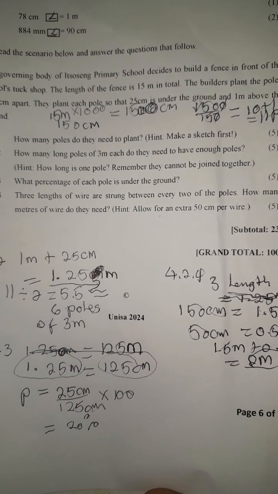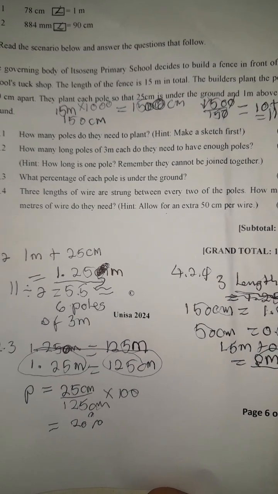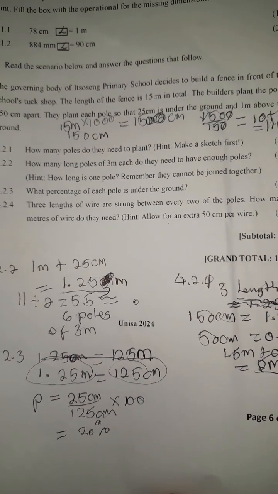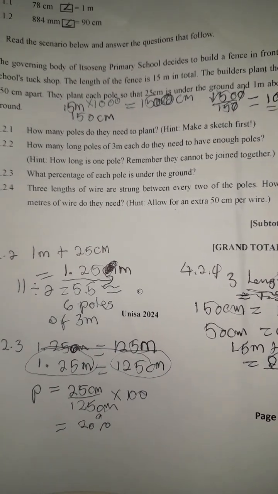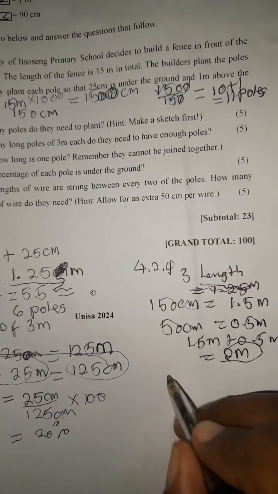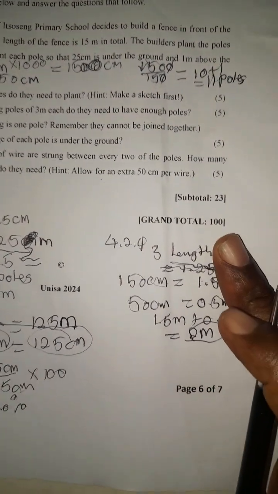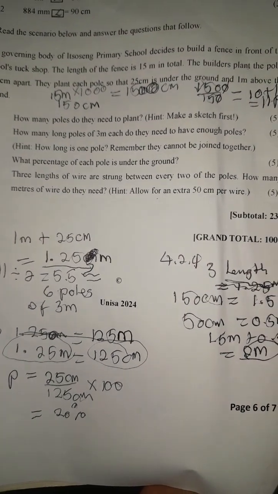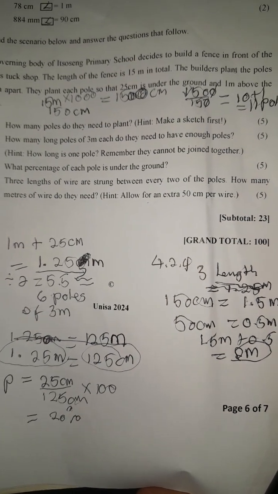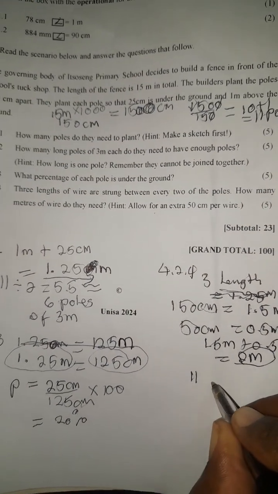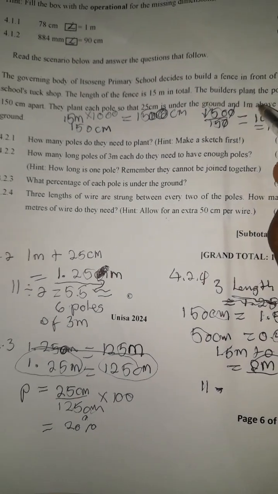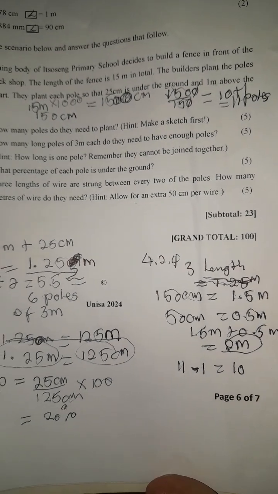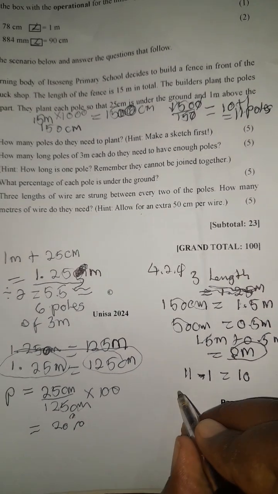So the total wire, since there are 3 wires per section, you may recall from the top part at 4.2.1, they asked how many poles do they need to plant. So we have 11 poles. To find the number of sections that are needed here, because they asked how many meters of wire do they need, we will be smart. Let's take those 11 poles and subtract 1. So that will give us 10. So we will take that 10.